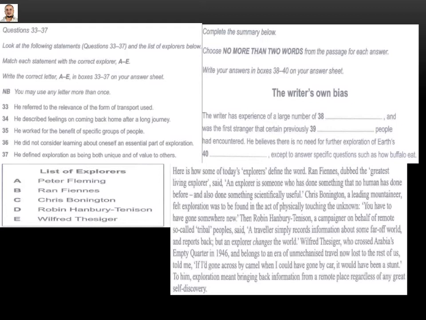In this case, 33 will be Thesiger, 36 will be Thesiger too, 34 will be Peter Fleming, 37 will be Ranulph Fiennes, and 35 will be Robin Hanbury-Tenison. Let's go on to the last part.